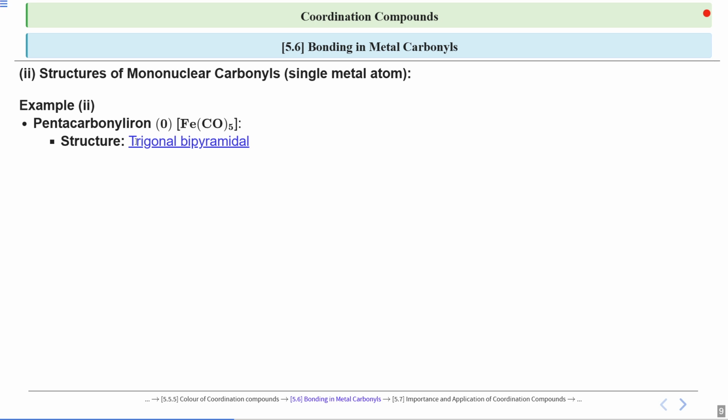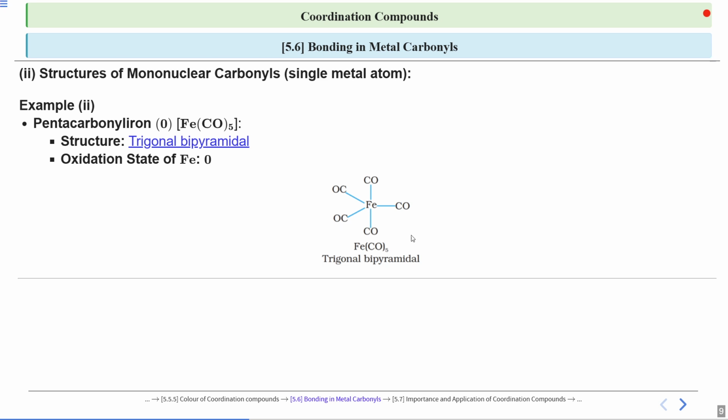5 ligands are there, so the structure will be trigonal bipyramidal, and the oxidation state of iron will be 0 as per the concept. And this is the structure of trigonal bipyramidal geometry for this complex, iron bonding with 5 carbonyl groups. This is how you can see the diagram or the structure for the mononuclear carbonyl, which is here pentacarbonyl iron 0, Fe(CO)5.